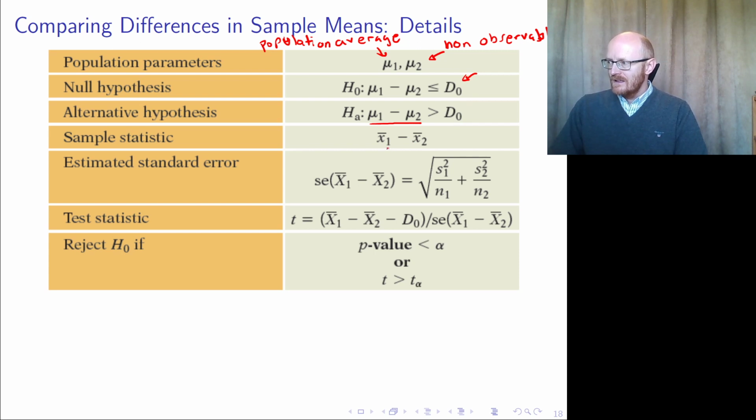And the sample statistic, because these are not observable, you have to calculate the sample averages. And you look at the difference between the two samples, the two sample means. And this estimated standard error is the standard error of the difference in means. And here you can use the sample variance.